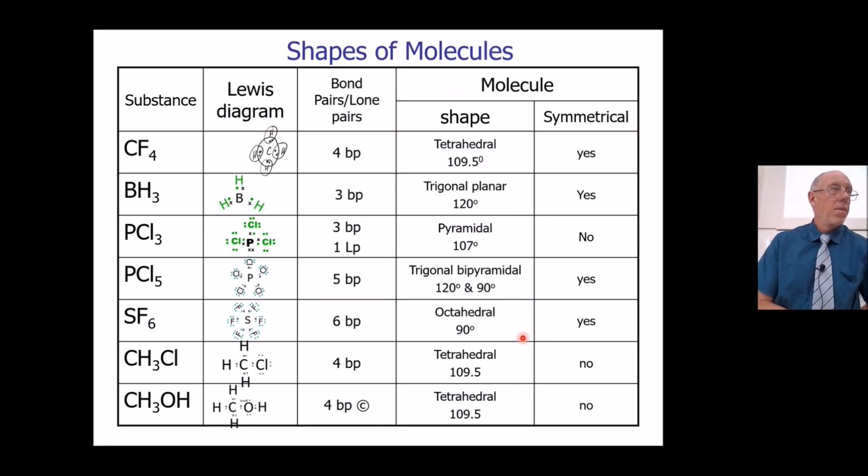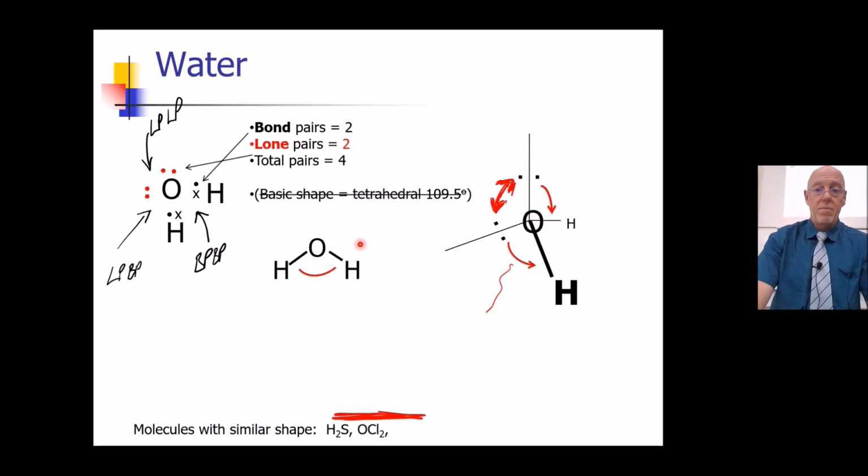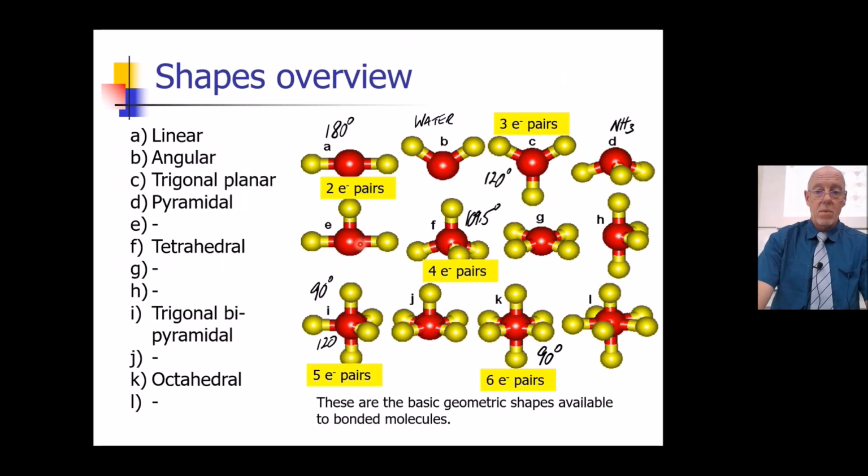Which one? PCl5. So that's the one with 5 things bonded to the central atom. And I showed you the shape yesterday. They just go naturally into trigonal in the middle and 2 sticking out. So that's this shape here. That's this one here. 120 in the plane, and then these 2 are basically 180.